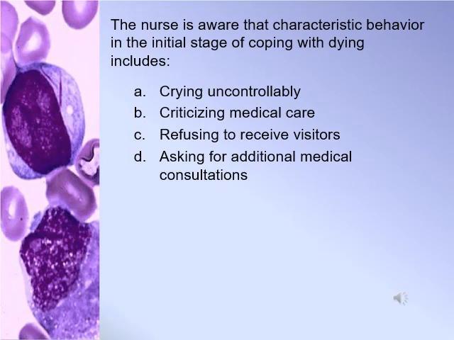The correct answer to this question is D, asking for additional medical consultations. It's very common in that first stage of denial. A would be an example of depression and deep pain. B would be an example of the anger phase of grief. And C would be another example of that depression stage of grief.